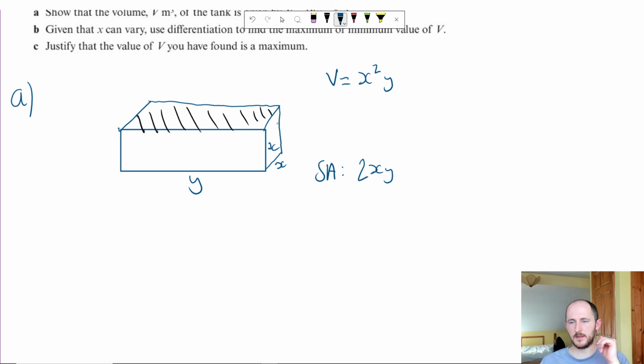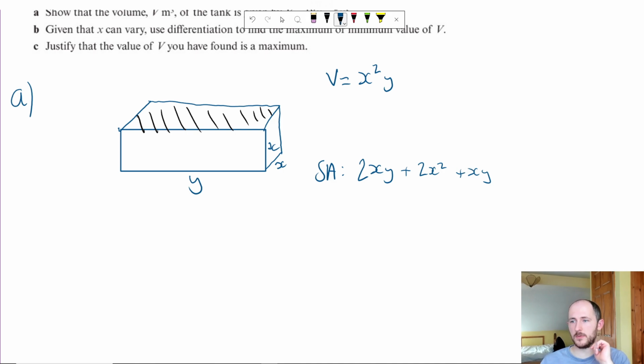Then we have the square side, so x times x, that's x squared, and again we have two of them. Then we have the bottom side, which again is xy, but we do not have two of them, and this is where people make mistakes. They put a 2 here. Because the top side is empty, it's hollow. If you imagine a fish tank, and you take the lid off, that's the kind of shape we're talking about right now. So there is no 2 here.